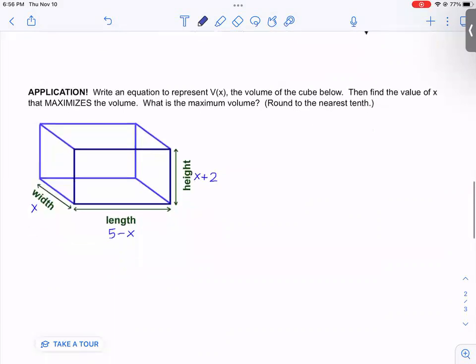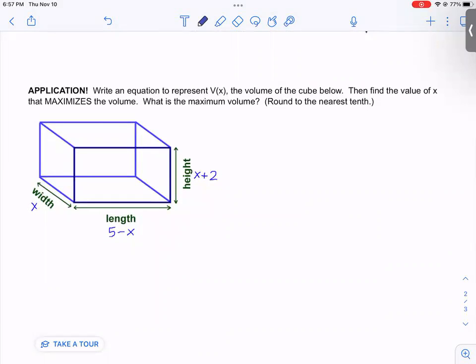Last but not least, we have a little bit of an application here. And this problem is going to use volume instead of area like we used back in solving quadratics. So we have a slightly more complicated function here, which is really just length times width times height, if you think about volume. Each dimension is given in the picture as x, 5 minus x, and x plus 2.